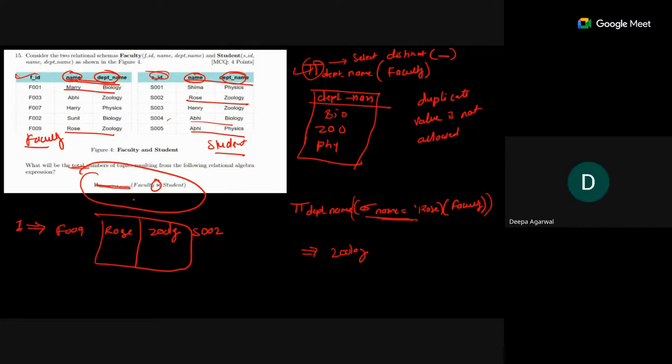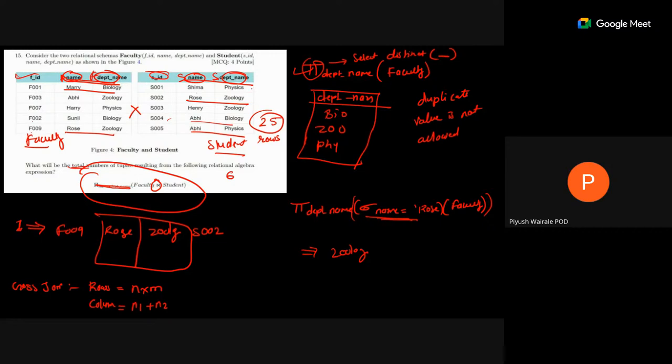Then if in a natural join all the column names are different, it will give the cross join. Suppose it is F name and S name, F department and S department. Because the names are different, it will perform the cross join and we'll get 5 into 5, 25 rows. And how many columns? Six columns. So in the case of cross join, rows equal n into m, the multiplication of the rows, and the columns will be added. Suppose we have n1 columns and n2 columns, it will be the addition of columns. That's the thing for cross join.